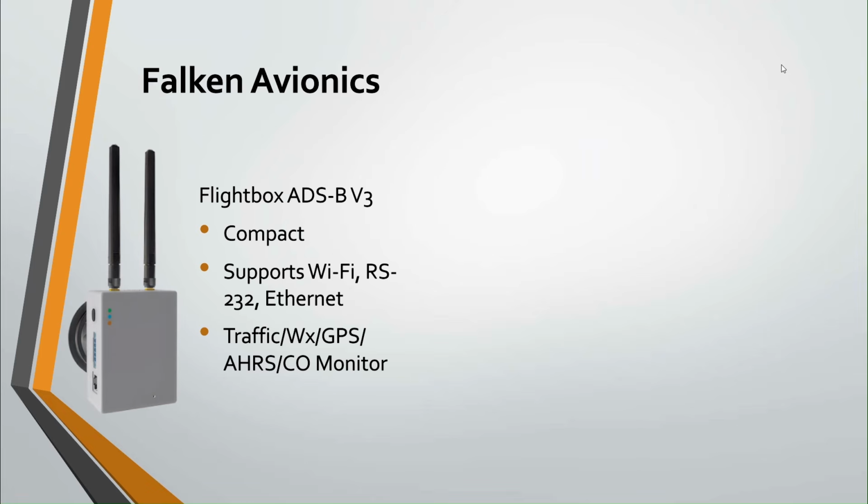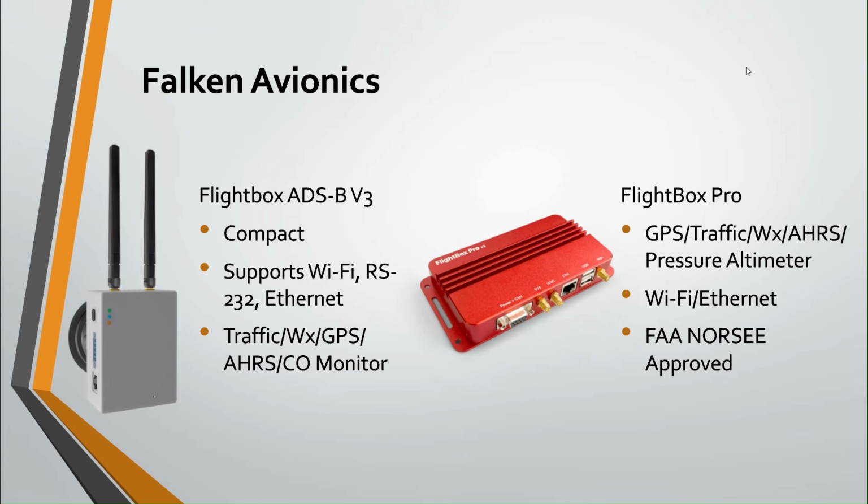Next up is Falcon Avionics. Falcon Avionics manufactures the Flightbox ADS-B V3. It is a compact device, supports Wi-Fi, RS-232, and Ethernet connections, and comes with traffic, weather, GPS, AHRS, and a carbon monoxide monitor. It also has options for an external GPS. The Flightbox Pro is a GPS, traffic, weather, AHRS, and pressure altimeter device that is FAA NORC approved as a backup. It also has Wi-Fi and Ethernet connections.